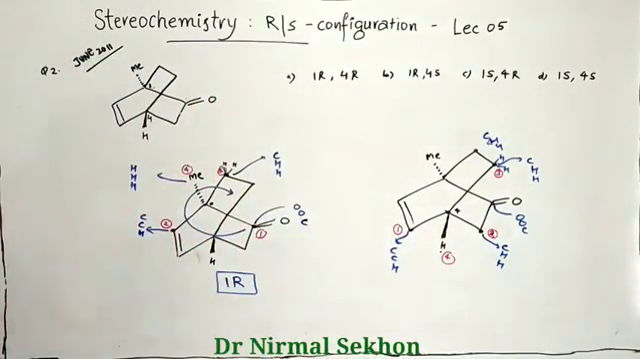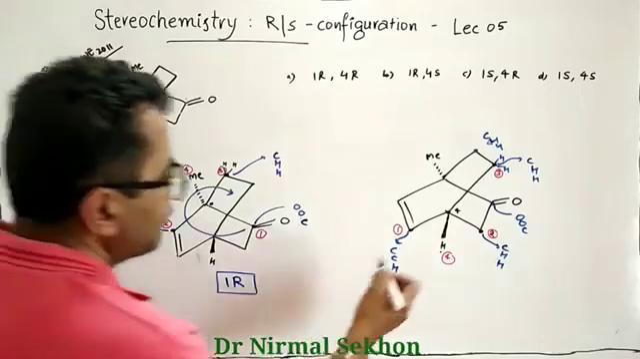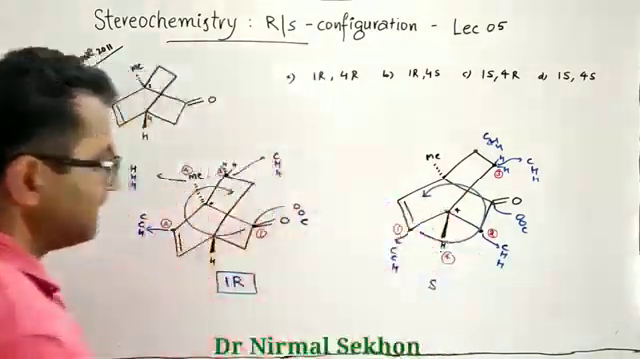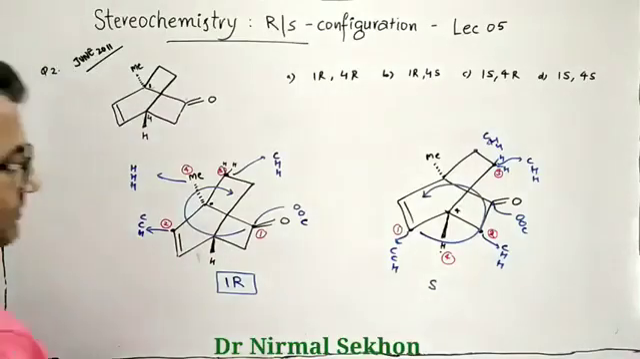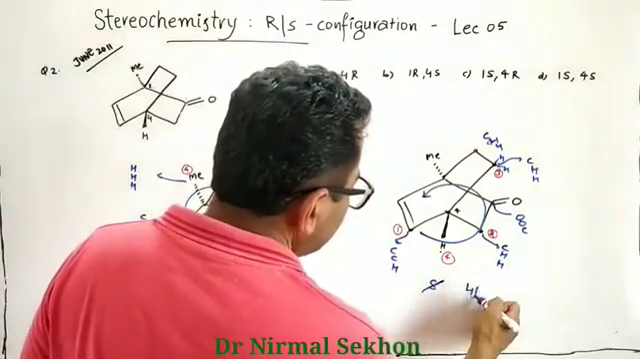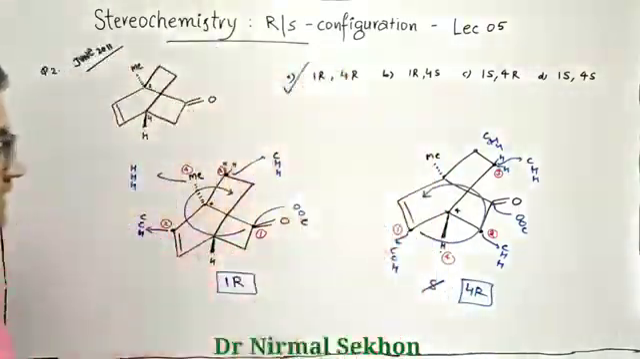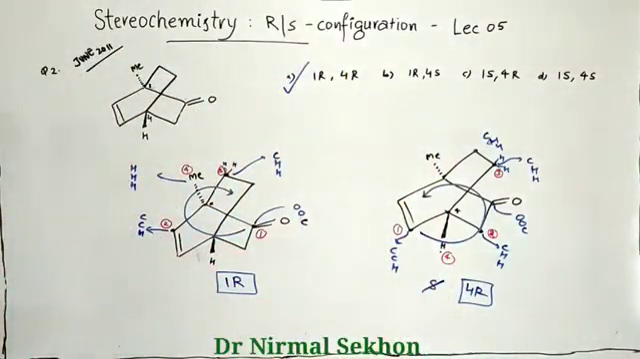Okay, move from 1 to 2 to 3. So when you move like that, it becomes S, but hydrogen is above the plane. So the exact configuration is 4R. So your option A is correct. Okay, next question.